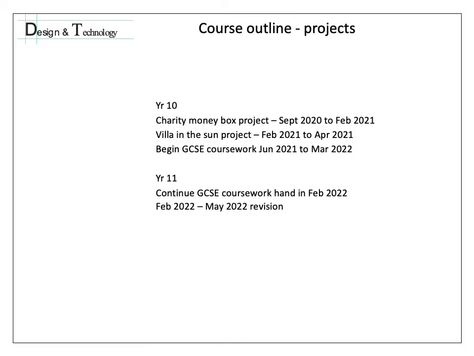So the outline of the 2 years: we're going to start our Charity Money Box project over the summer, and that will run from September to February next year. Then the Villa in the Sun project, which we run from February to April. And then in June next year, we'll start our GCSE coursework, and that will run through to February, March time of 2022. Year 11 will be coursework, and once the coursework is completed, we'll start doing revision from probably February, March time till the exam, which is around May in 2022.